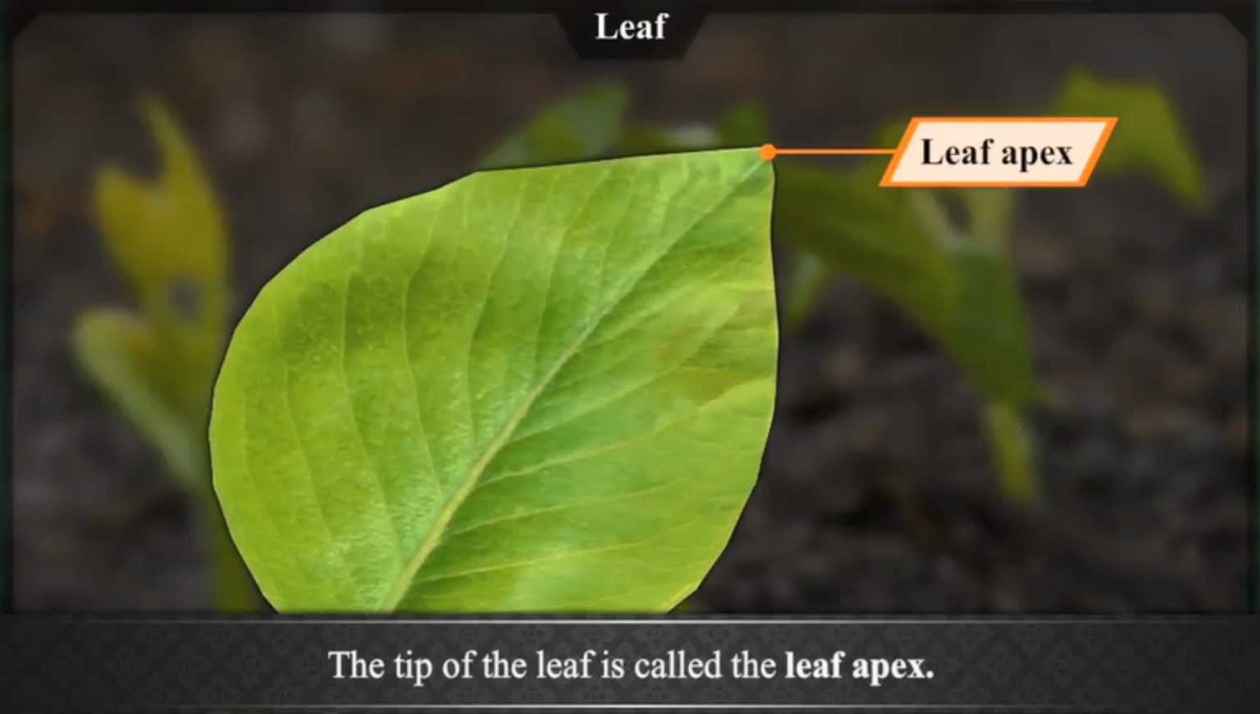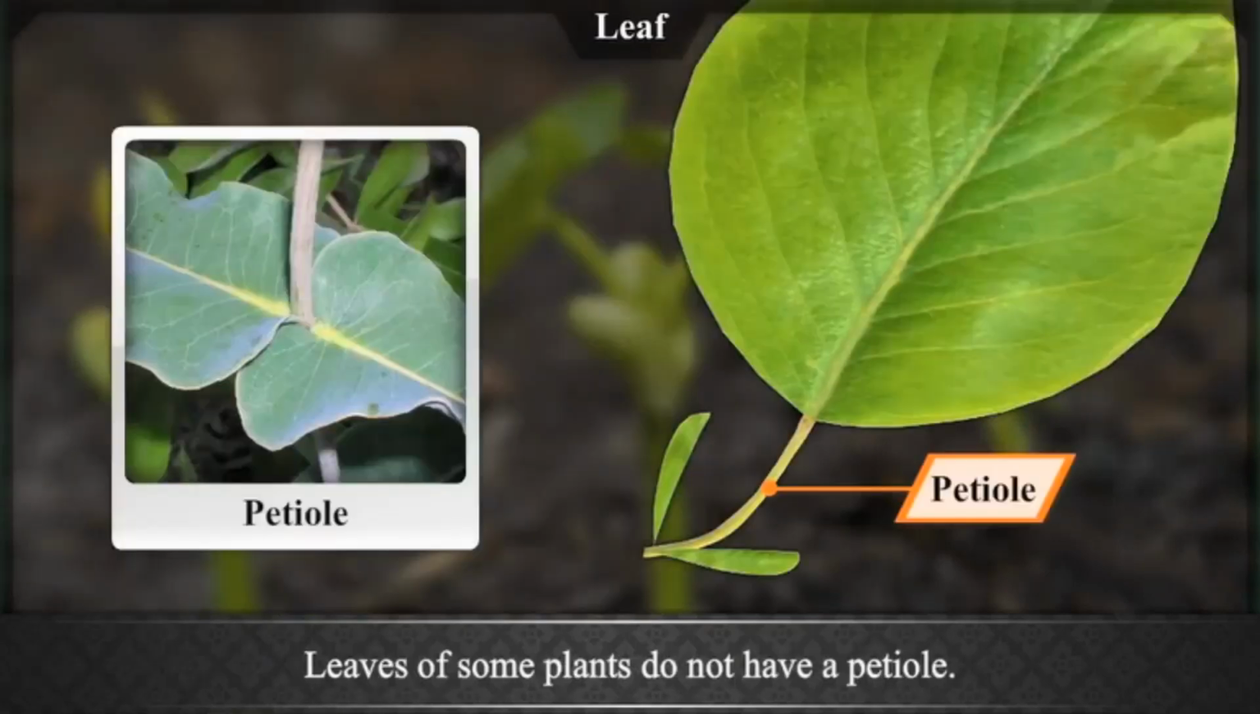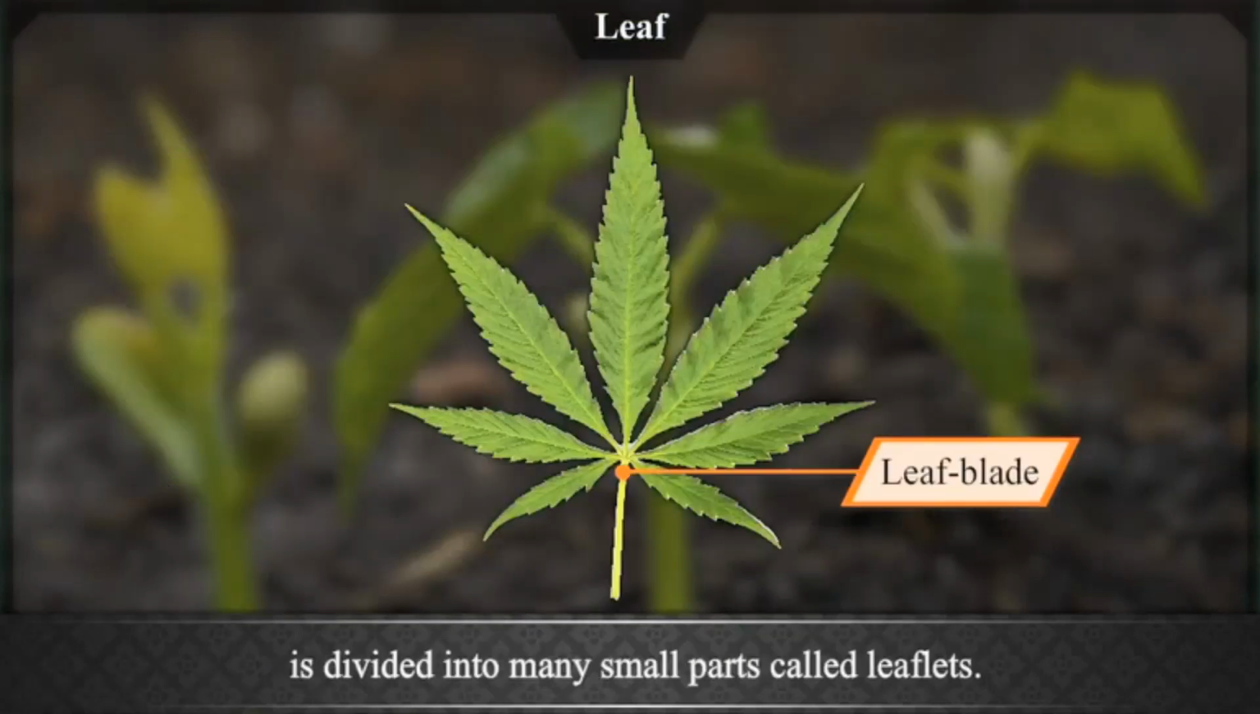Leaves of some plants have a stalk called a petiole. Leaves of some plants do not have a petiole. The portion of the leaf attached to the stem is called the leaf base. Small leaf-like structures may be present near the leaf base. These are called stipules. Do you see stipules in all plants?